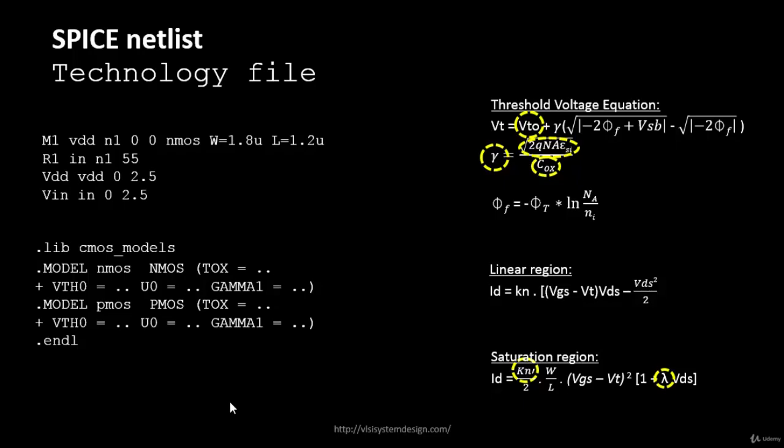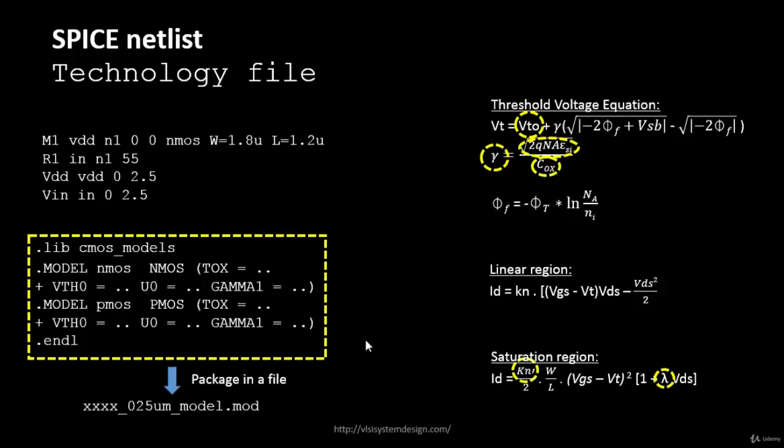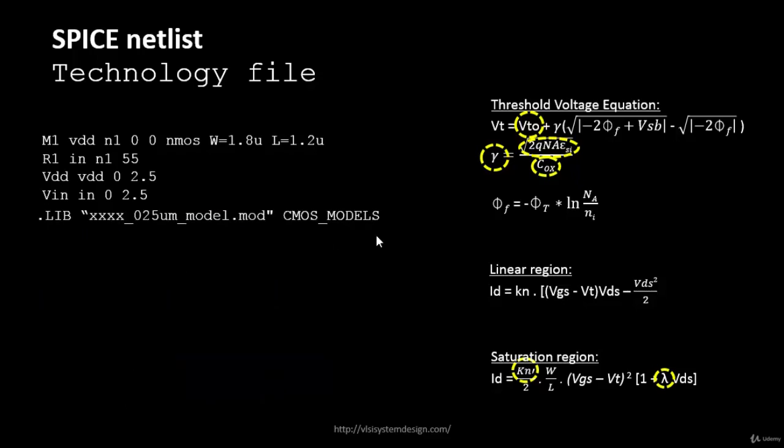Okay, and now you just package these model files into a .mod file, and call this .mod file in the top level netlist, something like this. You say .lib xxs.mod. This is nothing but the model file which has all the NMOS and PMOS model parameter descriptions, and CMOS underscore models is the section in that particular .lib that we need to pick up. After that, it goes over here, it gets the correct value of NMOS, the NMOS model parameters are plugged in, and the equations are evaluated, and these models are evaluated.